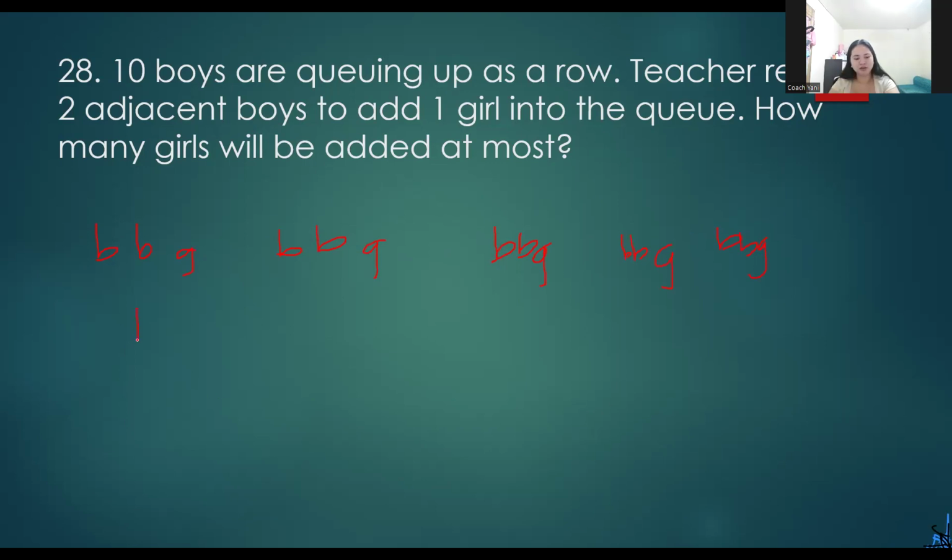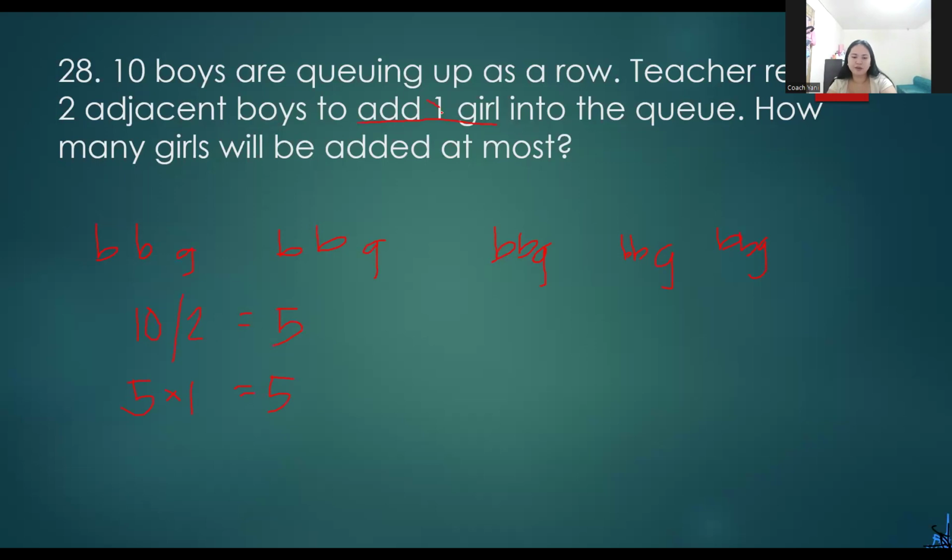But the shortcut to that one also is that you have 10 boys. And then for every 2 boys, you add 1. So that means you just need to divide 10 divided by 2. And just 5. So you have 5 pairs. And then 5 times 1, you have 5. So why did I multiply it by 1? Because you need to add 1 girl.